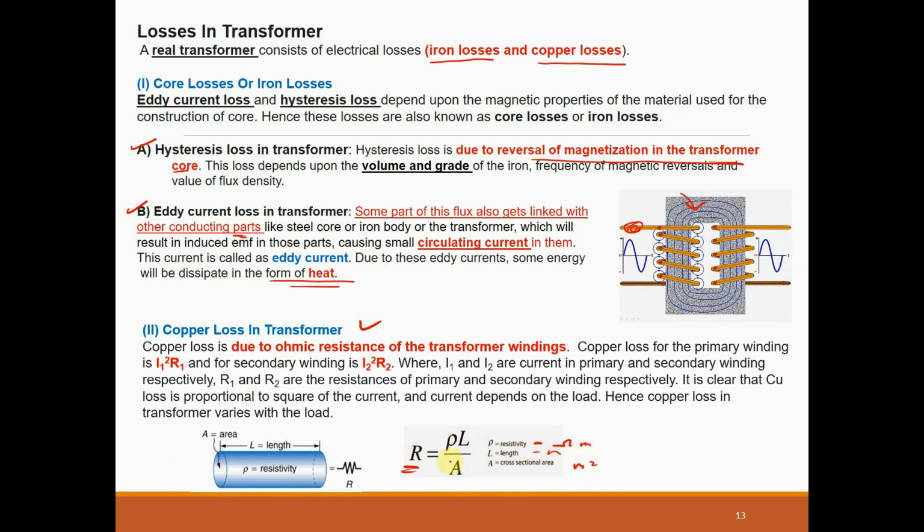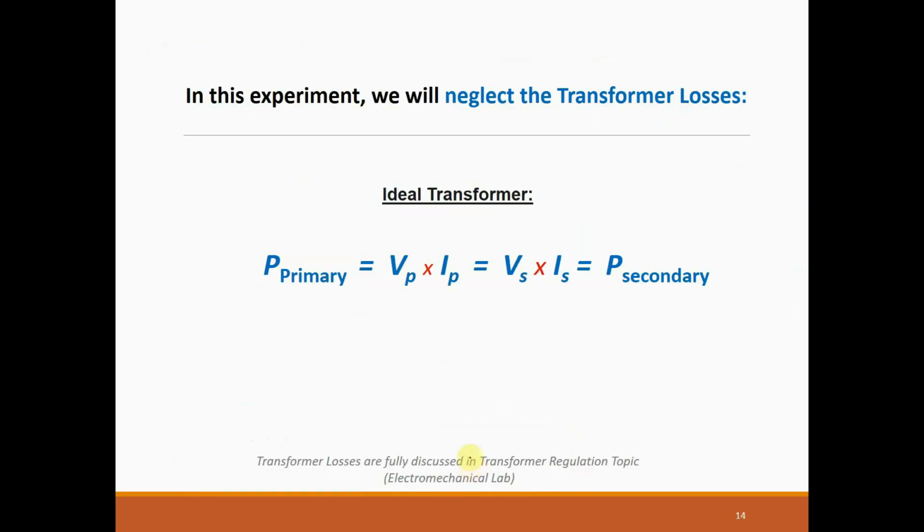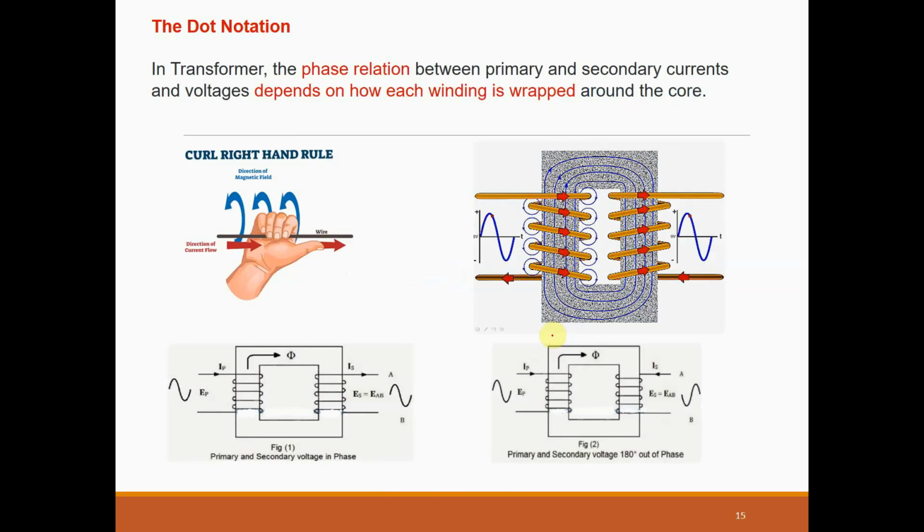So let us go back again. We will consider the ideal transformer, power primary, VP multiplied by IP, equal to VS multiplied by IS, the power across the secondary.